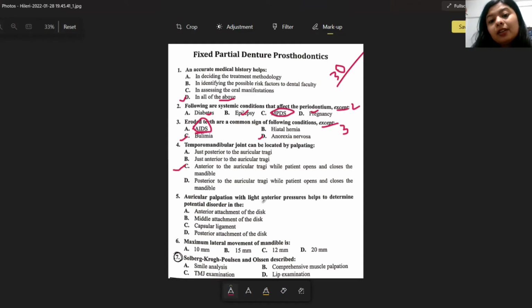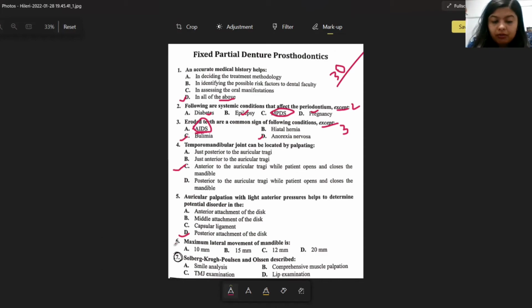Auricular palpation with light anterior pressure helps to determine potential disorder in the anterior attachment of the disc, middle attachment of the disc, capsular ligament, and posterior attachment of the disc. So it's a fact that it helps in the posterior attachment of the disc. But if you don't know, then I think you should not play in such cases, and it's a very safe choice to leave such MCQs, where, instead of taking unnecessary risk, it is better to avoid them, okay? Because we have negative marking as well.